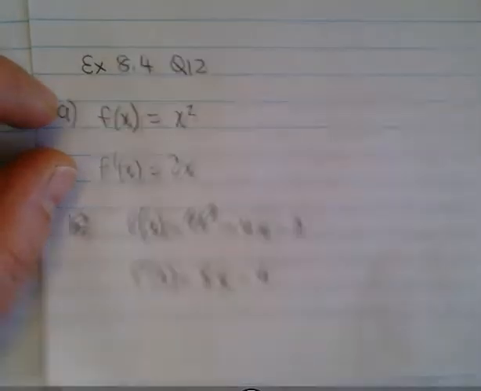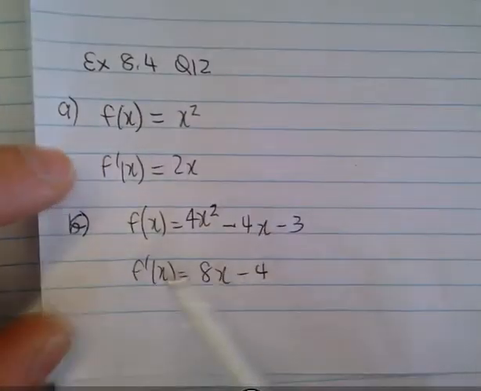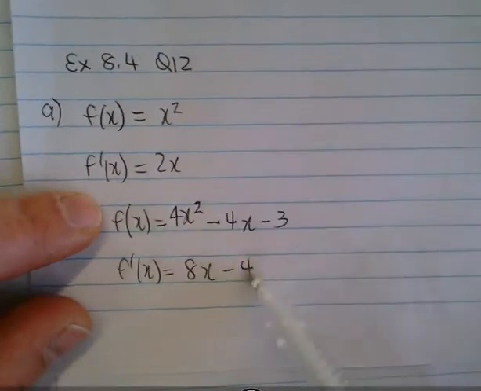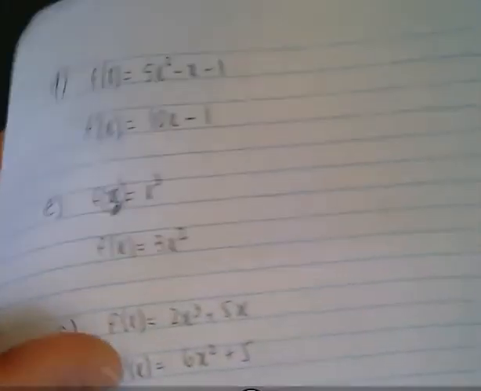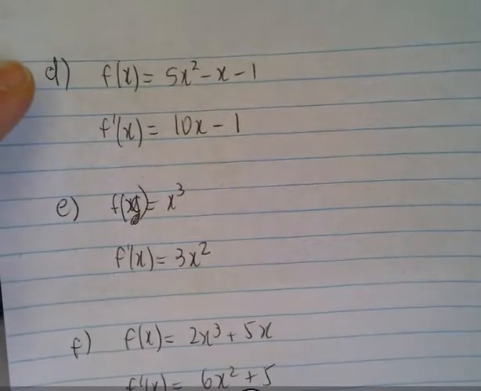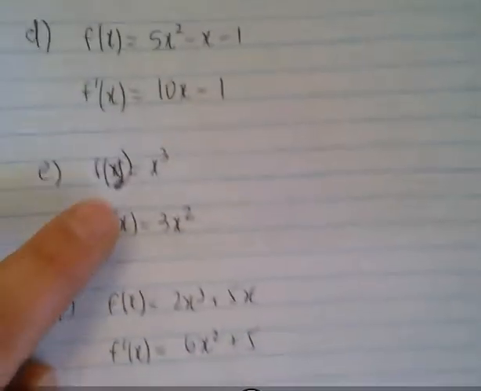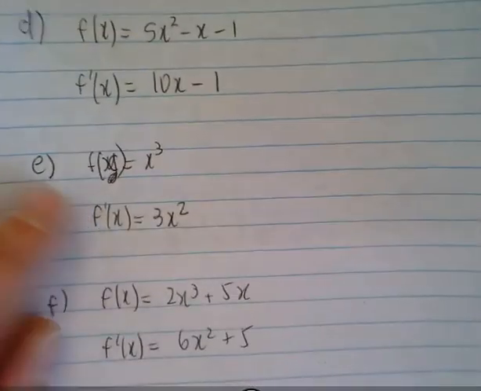you ended up with f dashed x is 2x, right? When you differentiated function of x equals 4x squared minus 4x minus 3, you ended up with 8x minus 4, and so on. So we've written out each question, what the question was, and what we got when we differentiated it. And with this one here in E, you can sort of see a pattern.